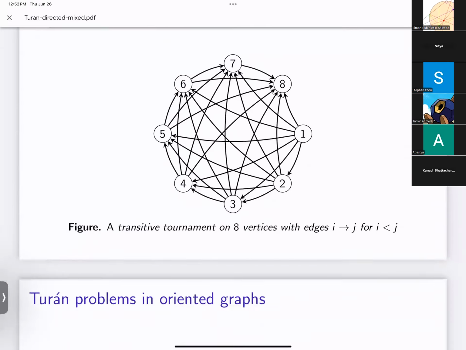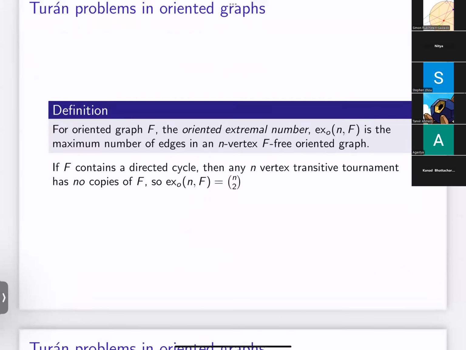So what that means is maybe something very boring: if I'm trying to forbid some oriented graph that has a directed cycle, then in fact I can put in as many edges as humanly possible. I can put in all n choose 2 edges as long as I orient them in a transitive orientation, where edges go from small numbers to big numbers with some labeling. And so maybe this is not a very interesting problem.